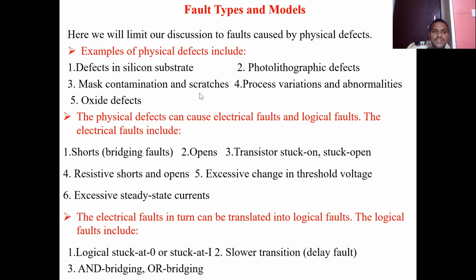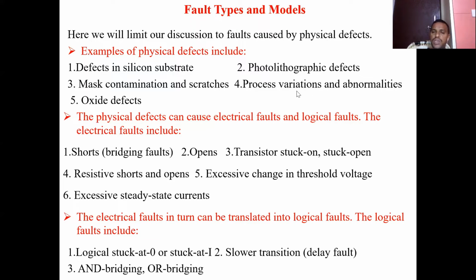Next, mask contamination and scratches. At the time of photolithography, we use a mask to place the UV light at the desired place on the photoresist, and after that we etch out the photoresist. If any scratches are made during the etching of the unwanted materials, those defects are also physical defects. The fourth one is process variations and abnormalities.